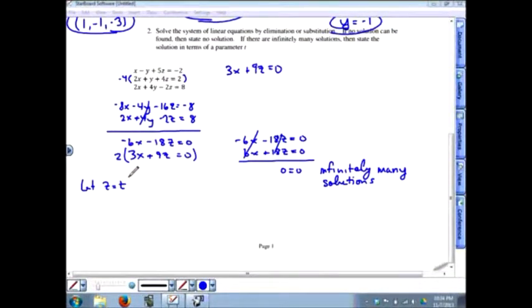So now that we know that z equals t, we can go back up into this equation here to find the value of x in terms of t. So if z is equal to t, then 9 times z is equal to 9 times t. So 3x plus 9t is equal to 0. Subtract 9t on both sides and you get 3x equals -9t. Divide by 3 and get x equals -3t.